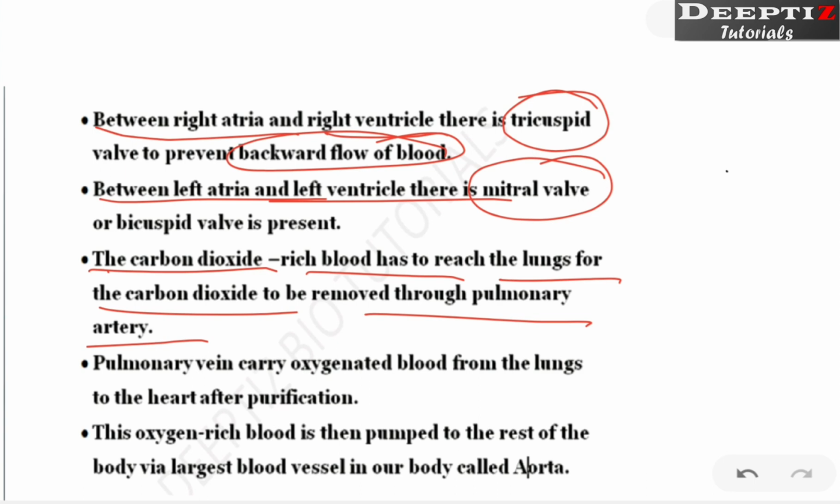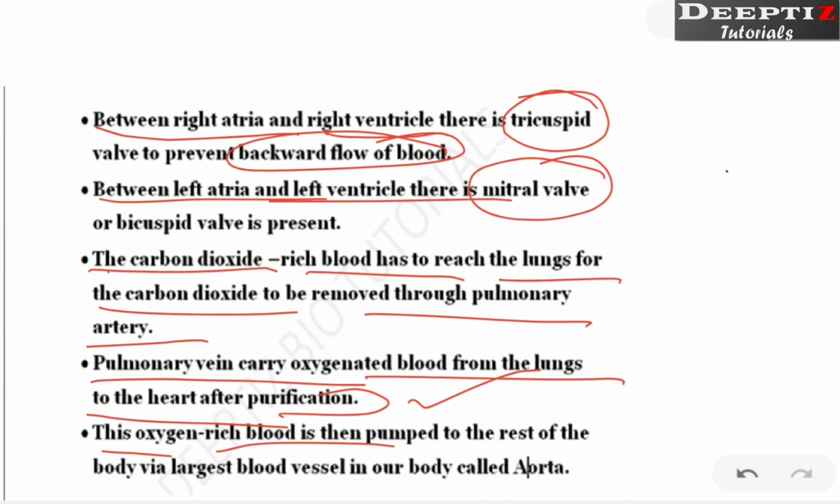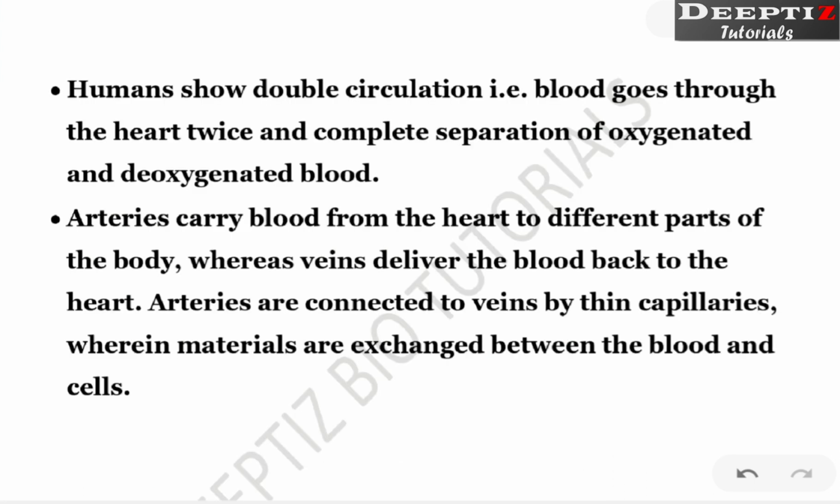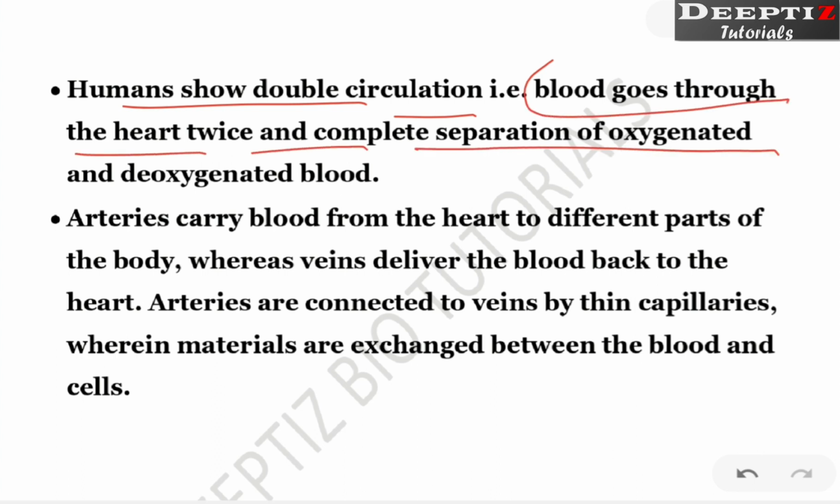Why? For the purification. Pulmonary vein carries oxygenated blood from the lungs to the heart after purification. This we know, right? This oxygen rich blood is then pumped to the rest of the body via the largest blood vessel in our body called aorta. Now, humans show double circulation. What is double circulation? Blood goes through the heart twice and there is complete separation of oxygenated and deoxygenated blood.